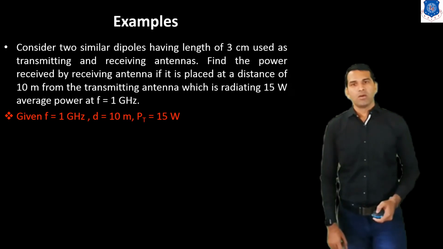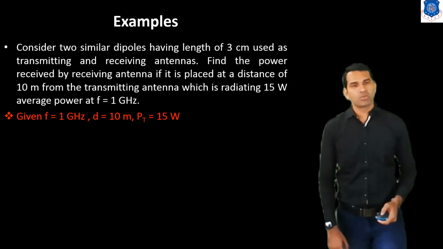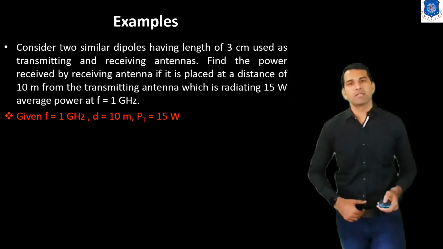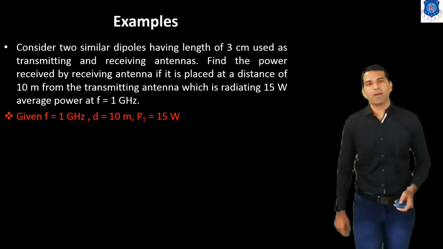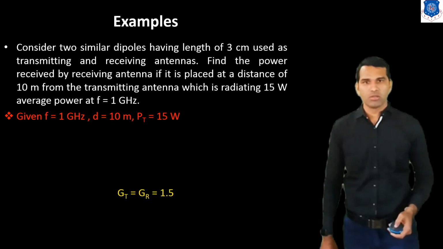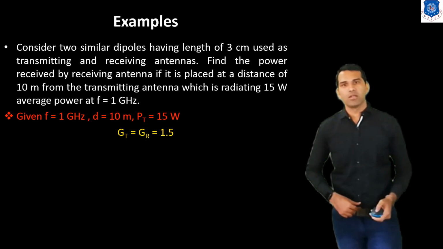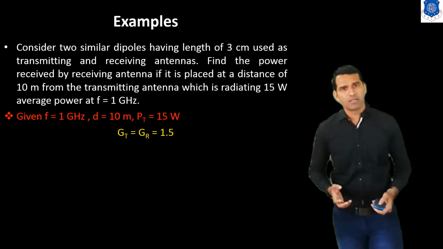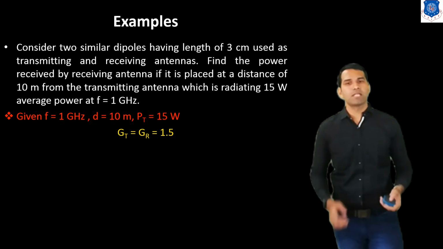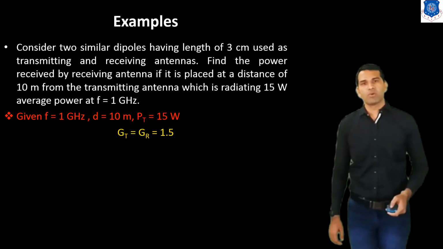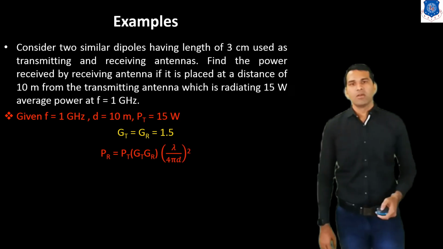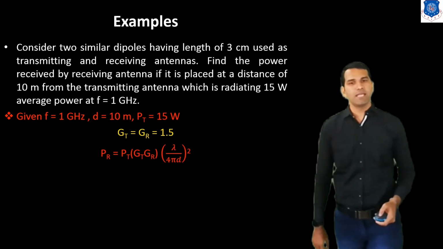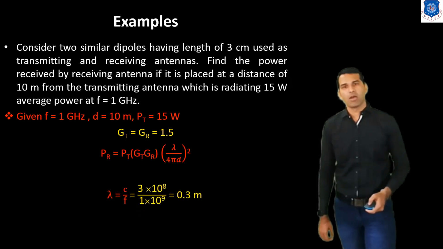So here the frequency is given, F equals 1 gigahertz, the distance between the transmitting antenna and receiving antenna is also given, D equals 10 meter, and the transmitting power is also given, PT equals 15 watt. Here the two antennas are similar, so we can write that the gain of the transmitting antenna and receiving antenna is the same. So GT equals GR equals 1.5, and by using the Friis transmission formula, PR equals PT GT GR times lambda upon 4 pi D, whole square.